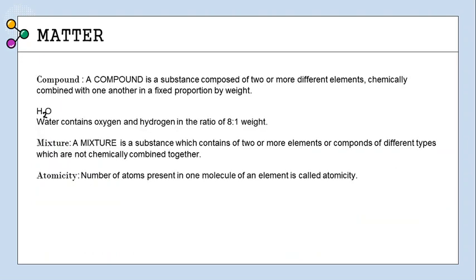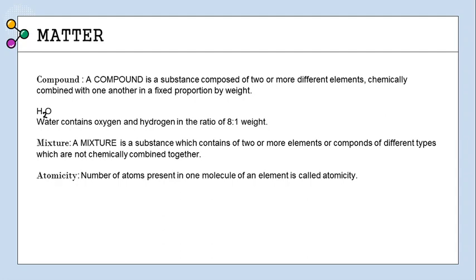Coming to the next one, I've told you about compounds, like H2O. Another one we have is NaCl. These are all compounds. H2O is water, which contains oxygen and hydrogen. The ratio of the weight of oxygen to hydrogen is 8:1, and hydrogen to oxygen is 1:8.